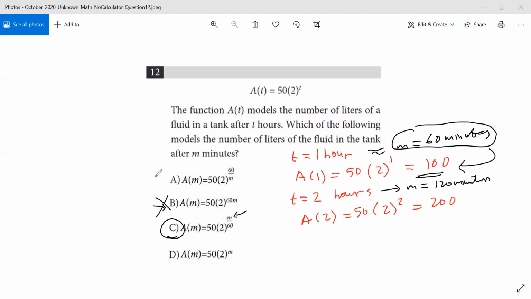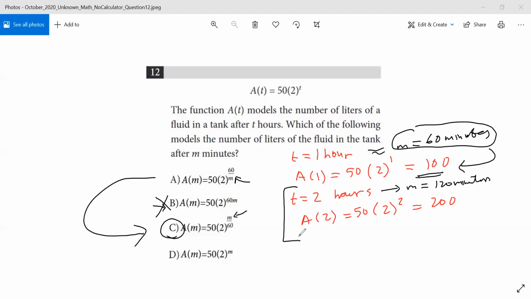Now you may be hesitating between these two, but try plugging 120 in for M over here. Now you will do 60 over 120, that's a half. So then you have 50 times 2 to the half, which is not going to be 200. So I hope you're seeing my argument.